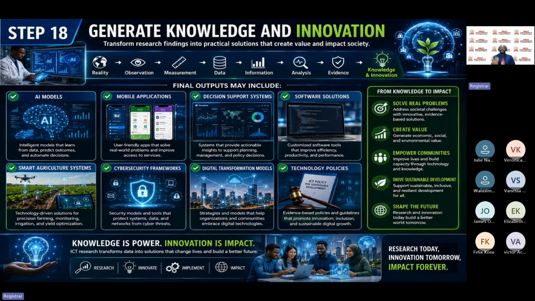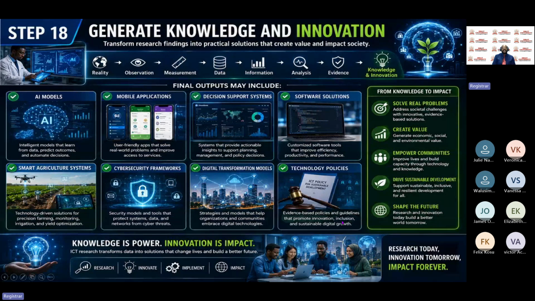Sometimes I see when ICT research scholars present their research proposal, it looks like a master's or an undergraduate project report. Or it looks like a project. No, don't do it, because it is not a project. It is what? A solution you are transferring to a real world problem, which creates value that will empower the communities. Because when you work with agriculture, it will empower farmers. Automatically, it will empower the society and the country. And this will shape the future. Today's research, tomorrow's innovation that impacts forever.